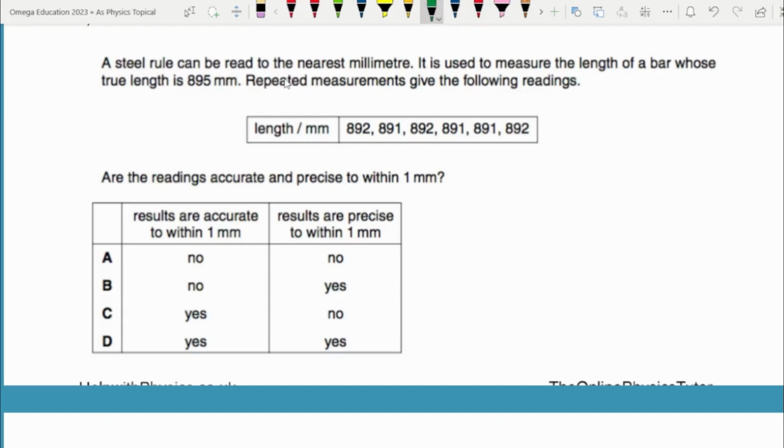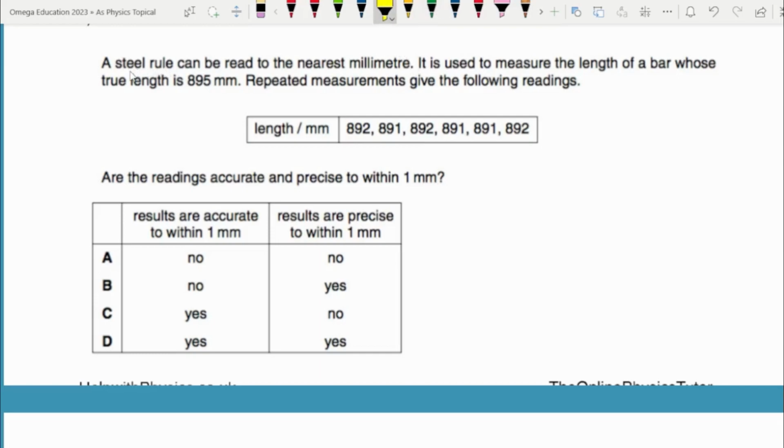A steel rule can be read to the nearest millimeter. Then the lengths are given. Are the readings accurate and precise to 1 millimeter? You see the difference between any of the two readings is not more than 1 millimeter. So the range is 1 millimeter. So yes, it is precise to 1 millimeter.